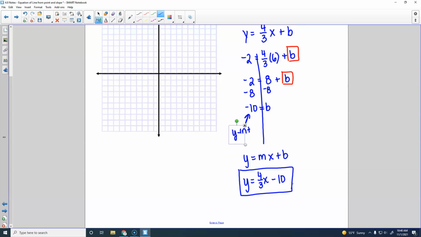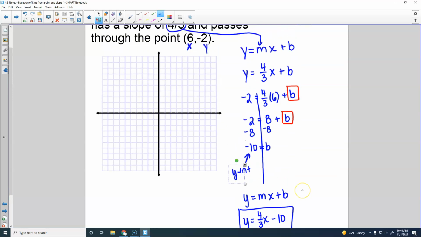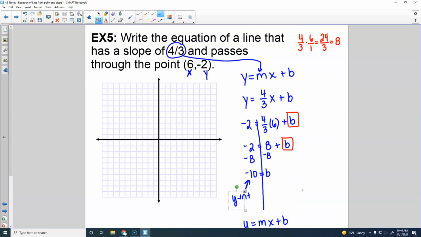Okay, questions? Okay, here is how you can check this to make sure that you did it right. You're going to graph the point (6, -2). It's right here.